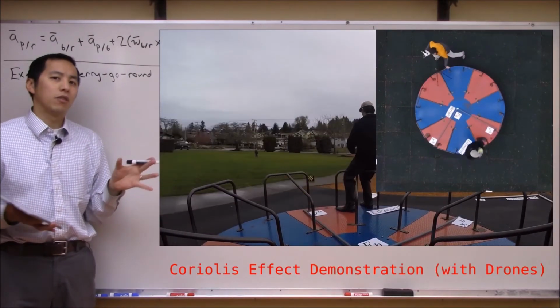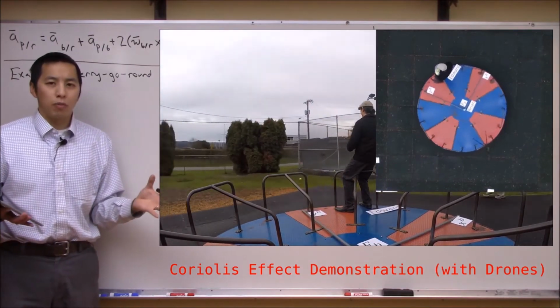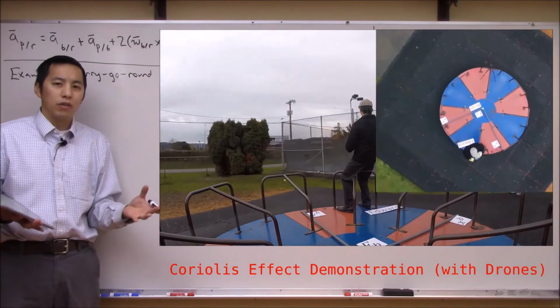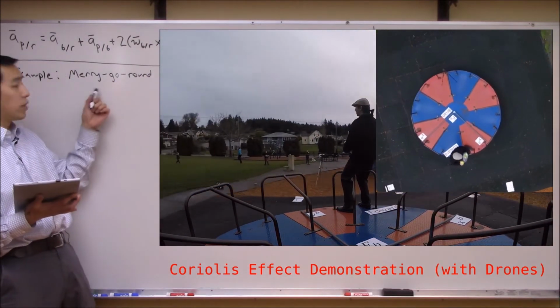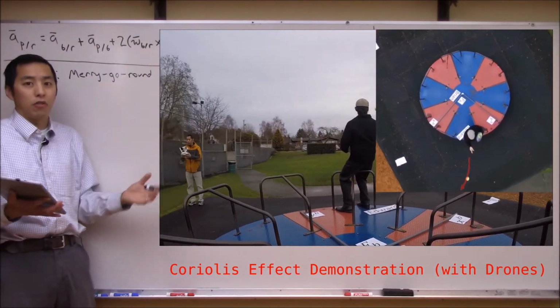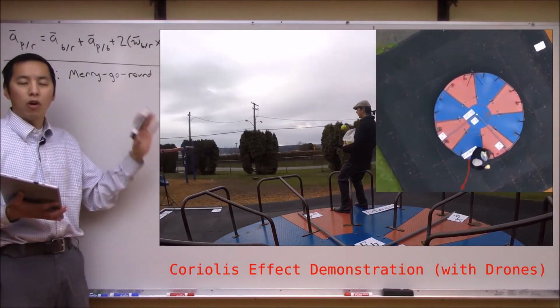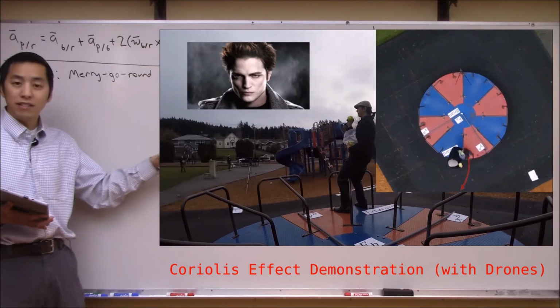So what I did in this video is we went out with a small team and we filmed a bunch of different examples of the Coriolis effect using a merry-go-round at a children's playground. All of the examples that we're about to go through right now are real life scenarios that you're going to see in this video.